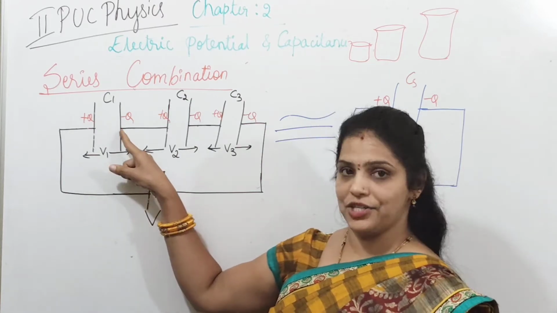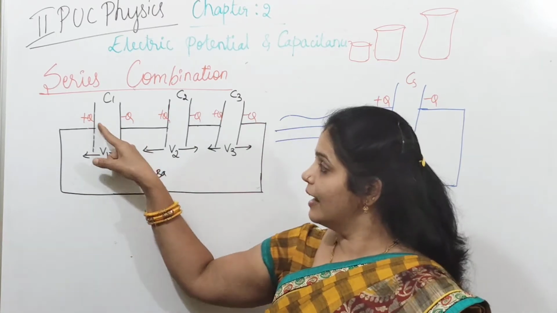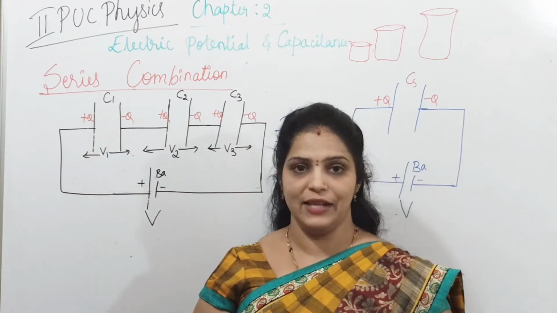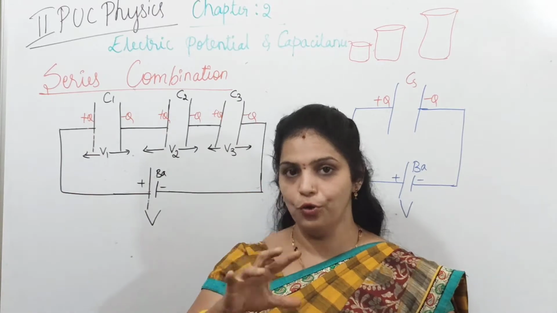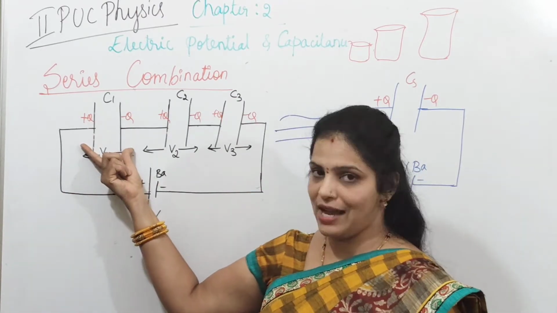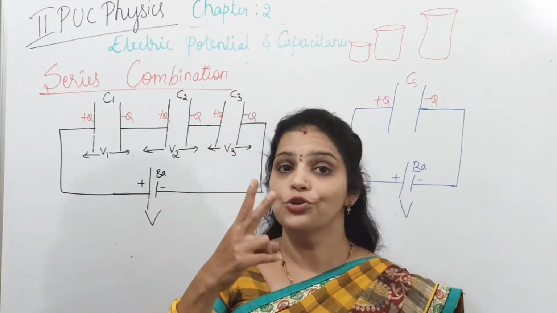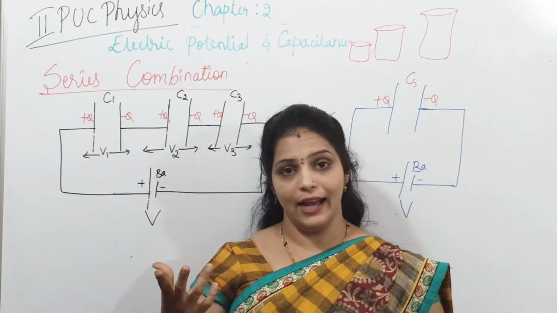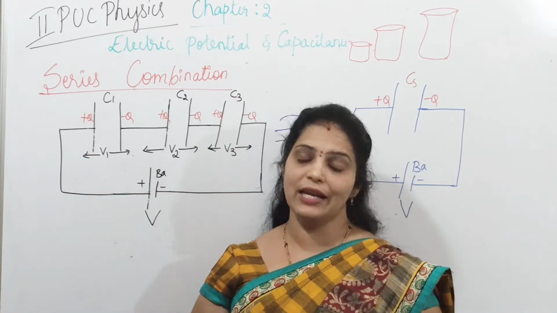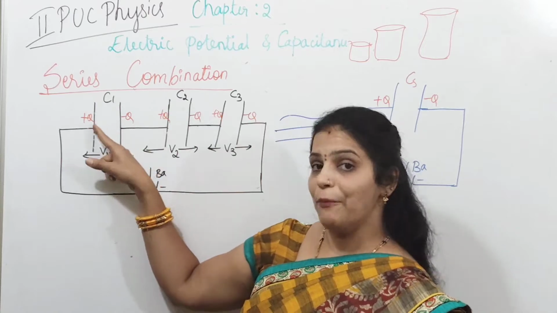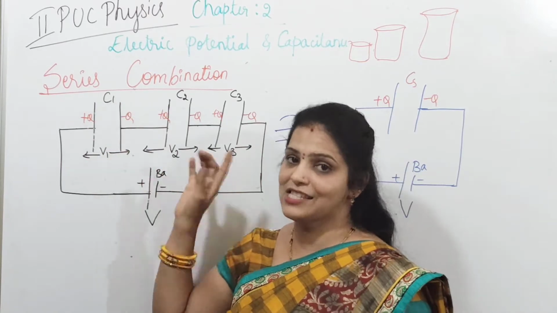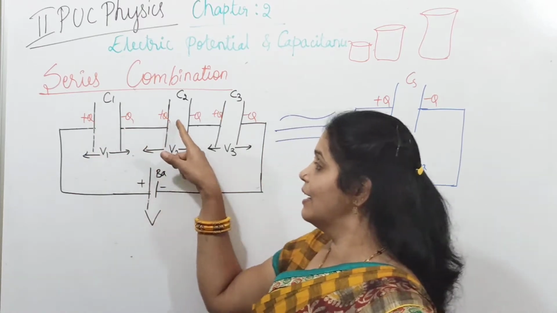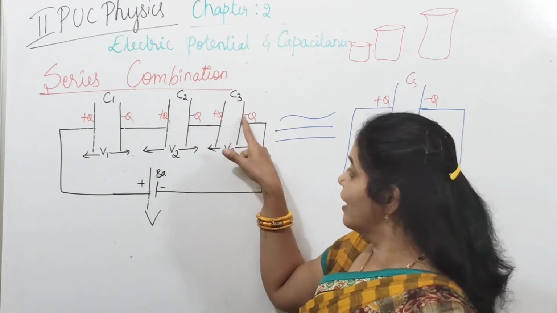Now, this is one arrangement having two plates. Two conductors together are called a capacitor. A capacitor is a system having two conductors. The conductors may be spherical, rectangular or cylindrical in shape. By induction, the opposite kind of charge will be on the next plate. So if this is positive, here it will be negative. Similarly, here positive, here negative.